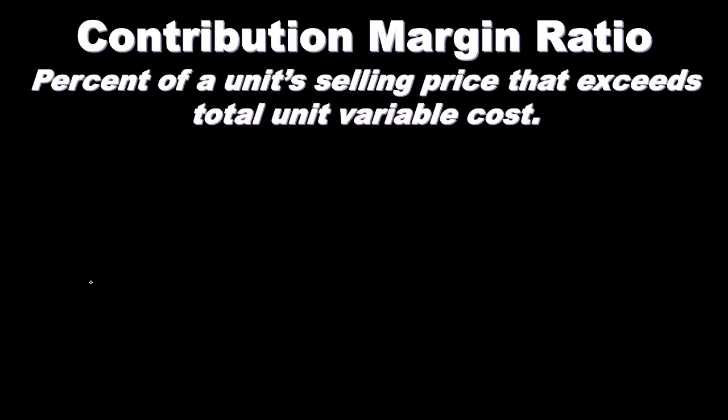Now we need to consider what the contribution margin ratio is. So now another term with contribution margin in it. Just note they're all similar, they're all related. However, they're slightly different. So you want to make sure: are we talking about the contribution margin, the contribution margin per unit, or the contribution margin ratio? Here, the contribution margin ratio is the percent of the unit's selling price that exceeds the total unit variable cost. Once again, the percent of the unit's selling price that exceeds total variable costs.